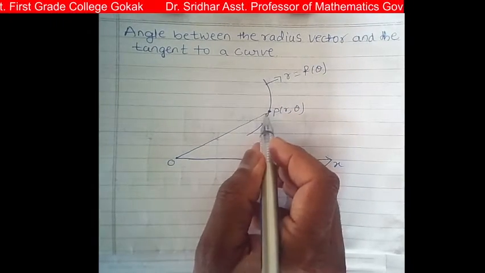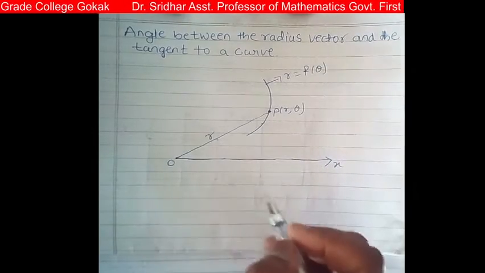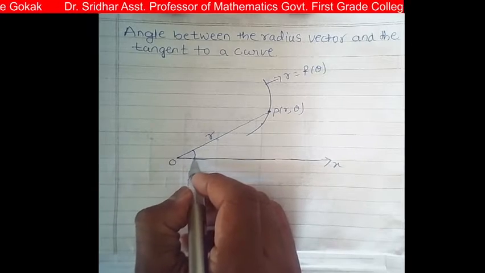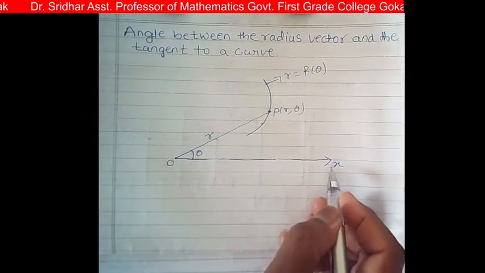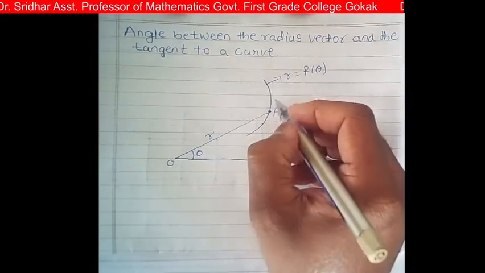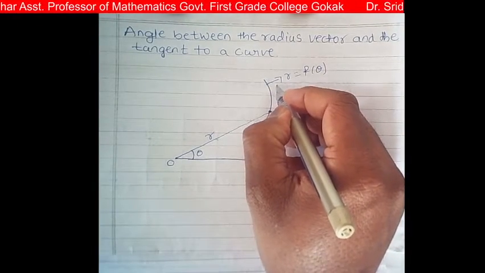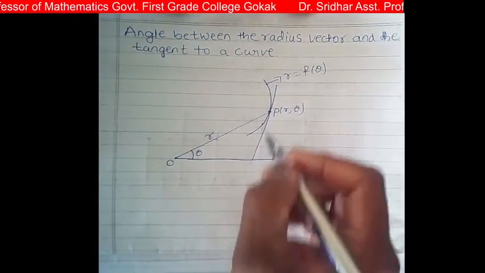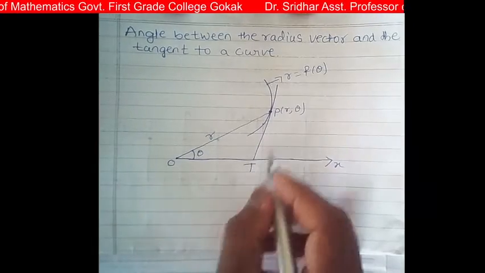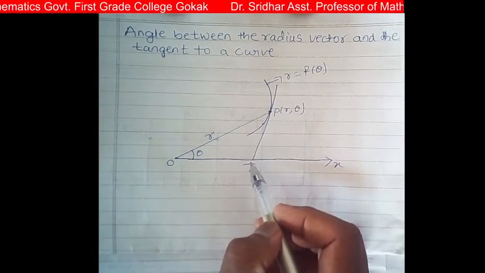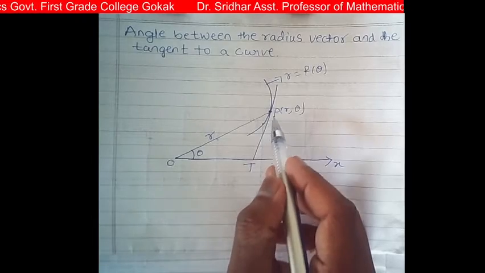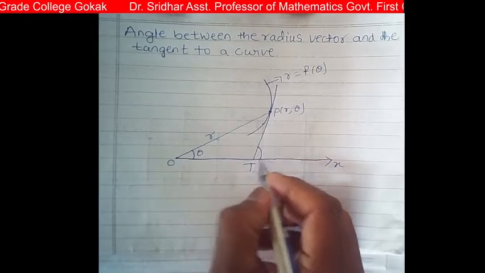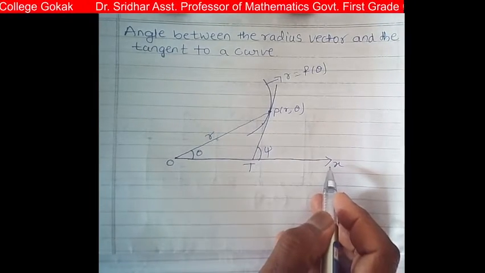So this OP is known as the radius vector, which is represented by r. Now let OP make an angle theta with this x-axis. Next, at this point P, draw a tangent. Let T be the foot of this line. So PT is the tangent. Let this tangent PT make an angle psi with the x-axis.